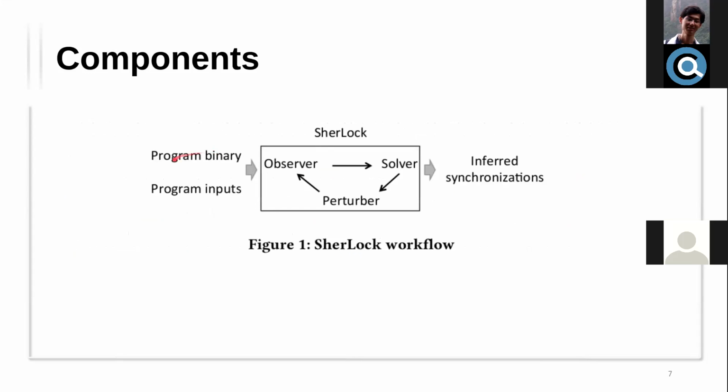So this is basically how it works. We have the program and the inputs, and then the observer instruments the program and determines some set of windows where synchronizations can happen. Then it's passed into the solver, which assigns a probability to all these events to determine which one is a synchronization. And then we have a perturber that injects a delay before the release of a lock. That would either strongly support or contradict the current guess given by the solver.